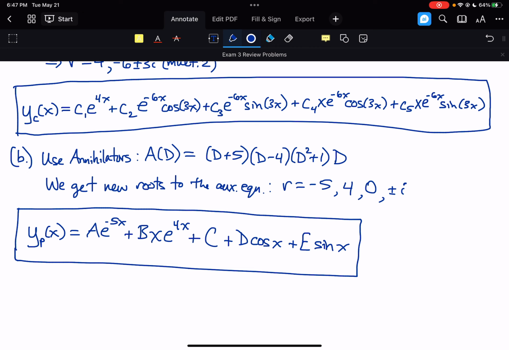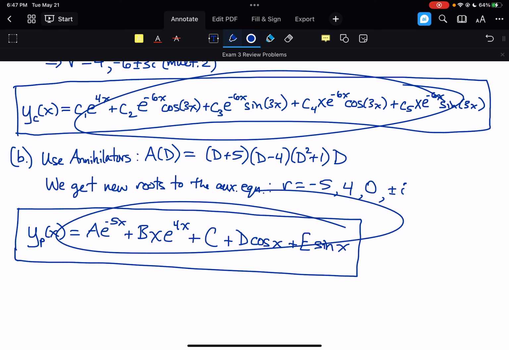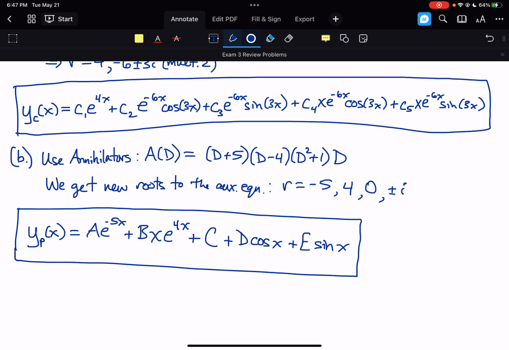And of course, the question didn't ask for the general solution. If it did, we would not have enough space on one line to write it all, but it would just be the complementary plus the particular. So you just add those two pieces together, and that produces the general solution.